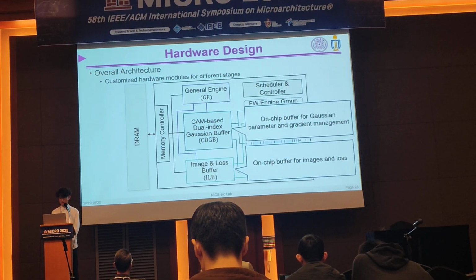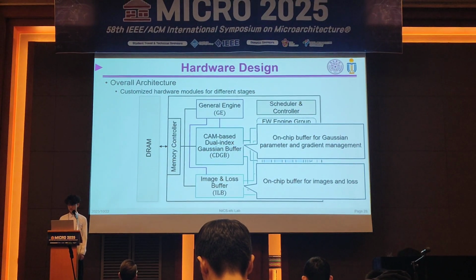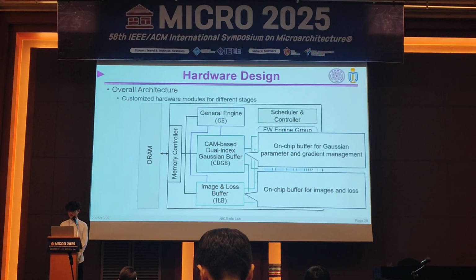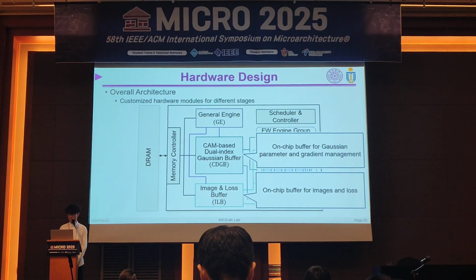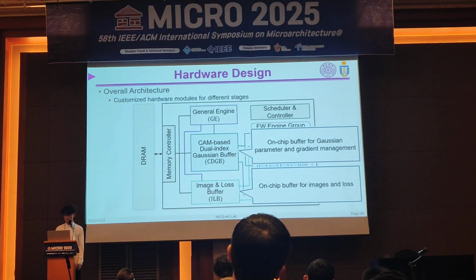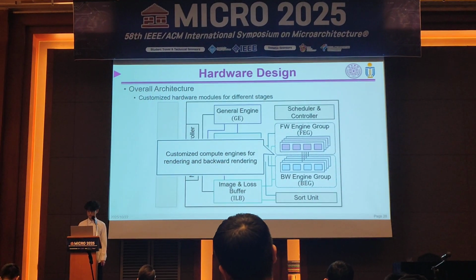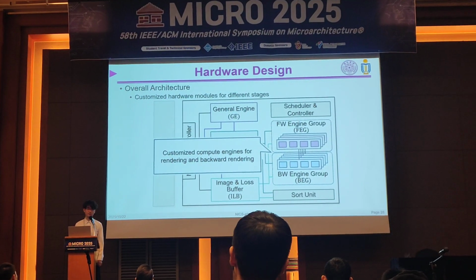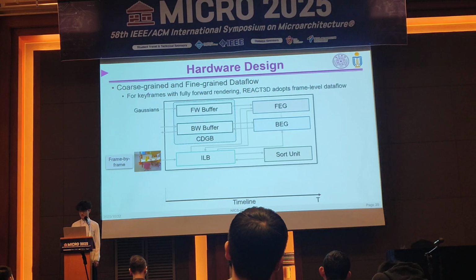The key hardware modules in our design are the compute engines and buffers. To manage data efficiently, we designed two on-chip buffers: the novel CAM-based dual-index Gaussian buffer, CGB, for Gaussian parameters and their gradients, and the image and loss buffer. The forward engine group and the backward engine group are highly pipelined compute cores for rendering and backward rendering. And our hardware supports two distinct data flows.